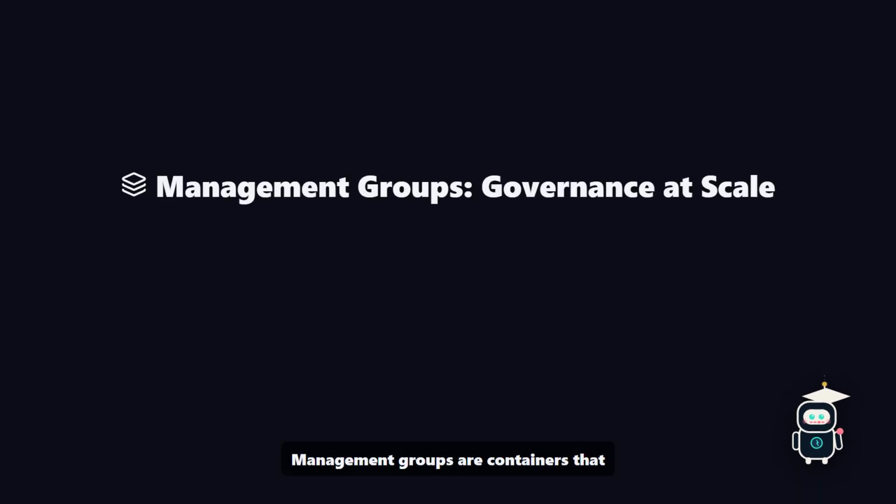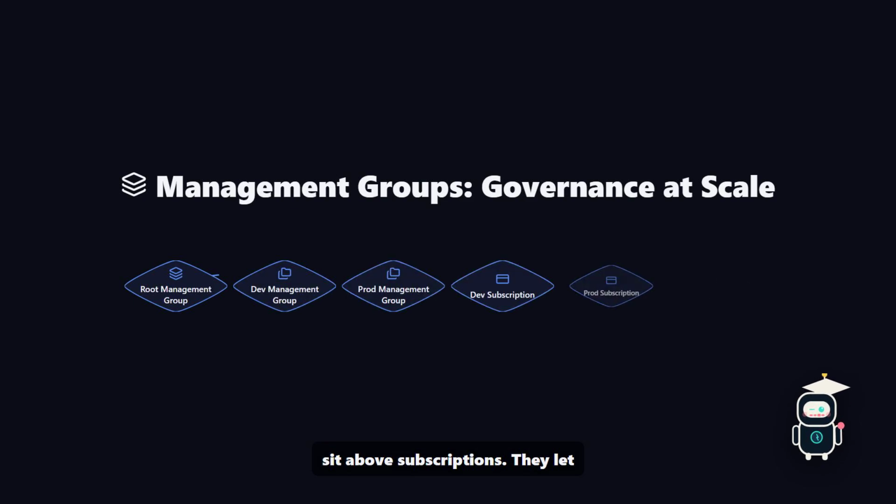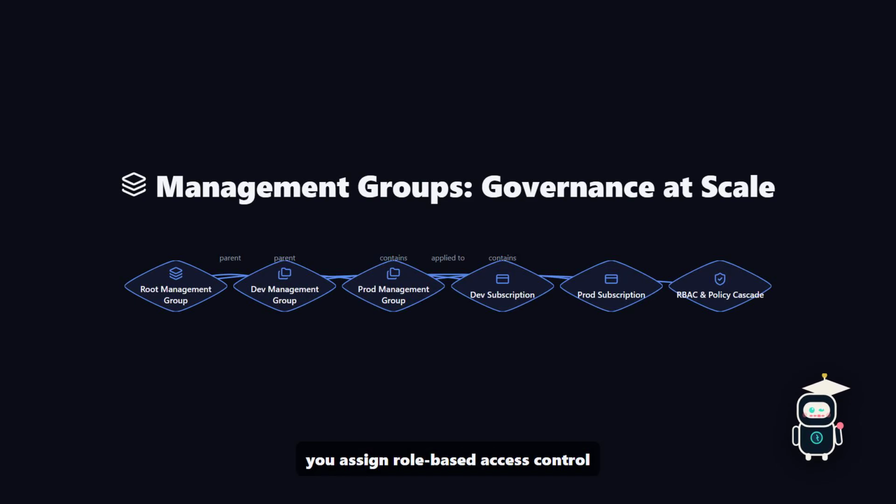Management groups are containers that sit above subscriptions. They let you assign role-based access control and Azure Policy once, and those settings cascade down to every subscription underneath. The hierarchy has a root management group at the top. Then you create additional management groups, nested as needed, with subscriptions attached at any level. A single Microsoft Entra directory can hold all your management groups, giving you centralized governance across your entire organization.